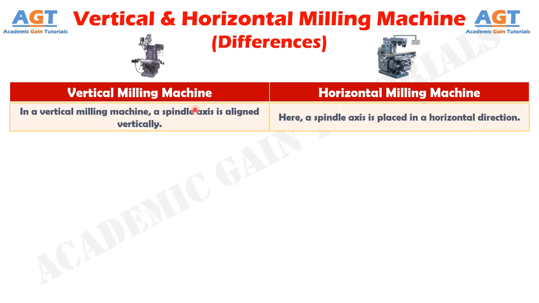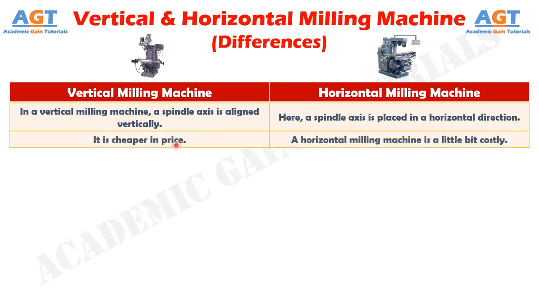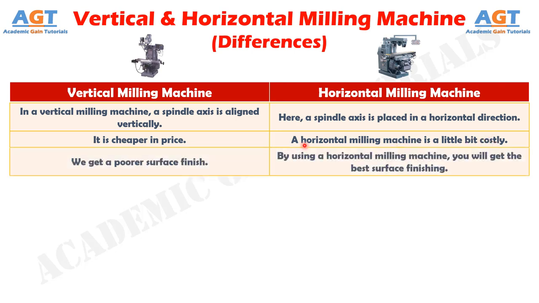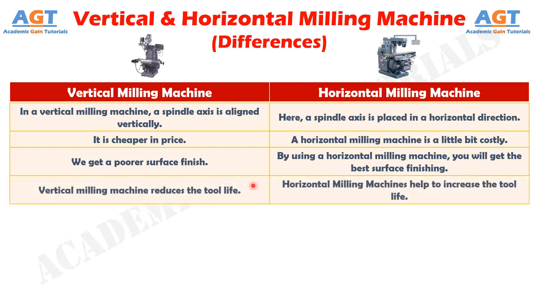In a vertical milling machine, the spindle axis is aligned vertically, whereas in a horizontal milling machine, the spindle axis is placed in a horizontal direction. A vertical milling machine is cheaper in price, whereas a horizontal milling machine is a little bit costly. In a vertical milling machine we get a poorer surface finish, whereas by using a horizontal milling machine, we get the best surface finishing. A vertical milling machine reduces the tool life, whereas horizontal milling machines help to increase the tool life.